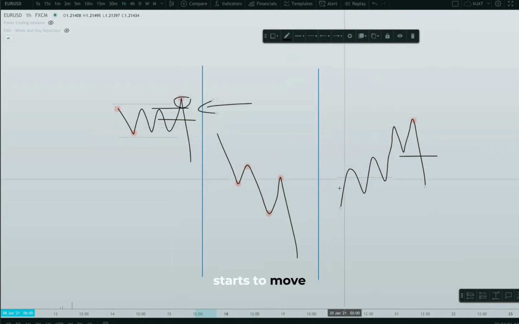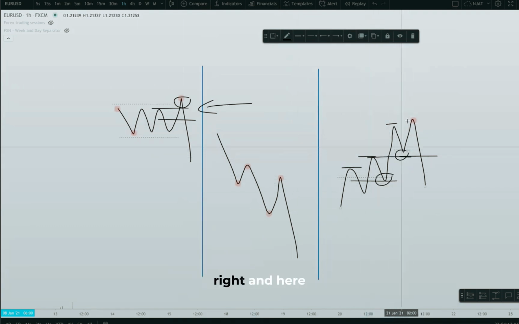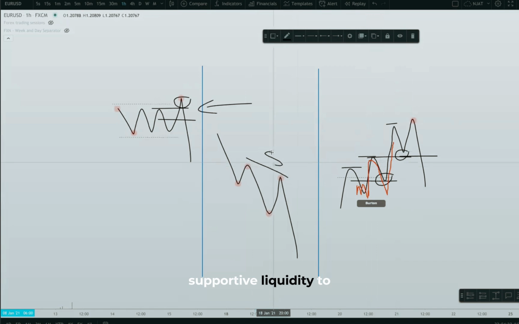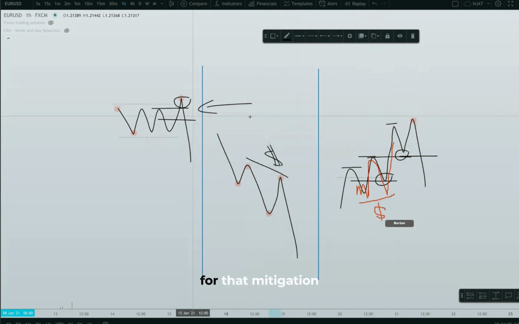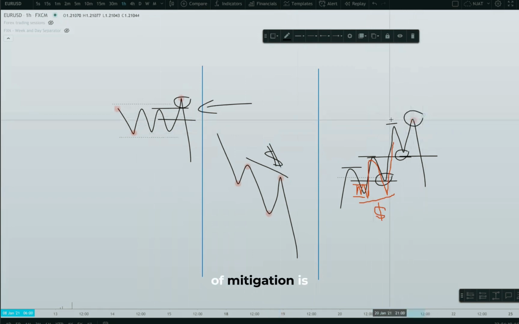As price starts to move up now, we see how this price delivery on the way up is that same intention of price delivery. Here we see cause being built. Here we see supportive liquidity to support those higher prices for that mitigation. So we're constantly building cause in a range to initiate out of a range, and this ideal price delivery and us seeing this point of mitigation is what we want to look for.